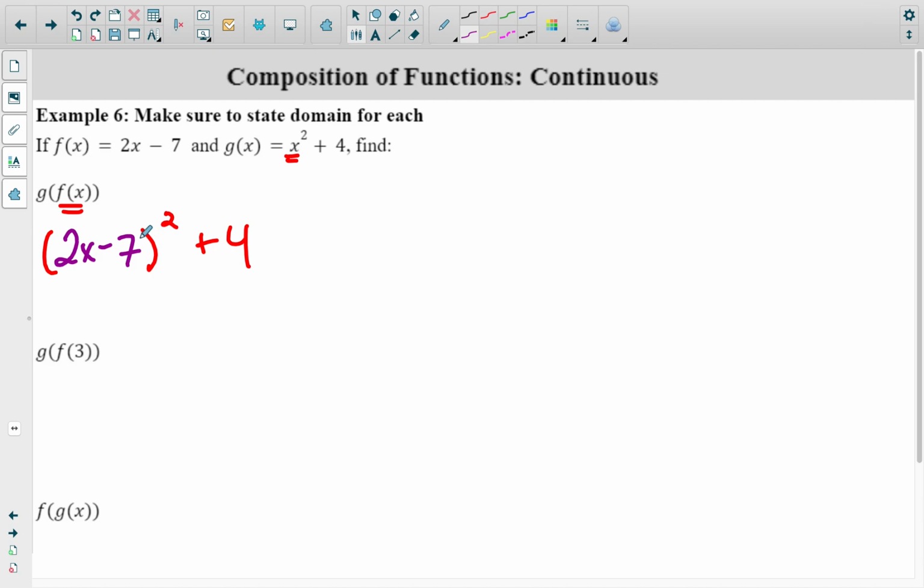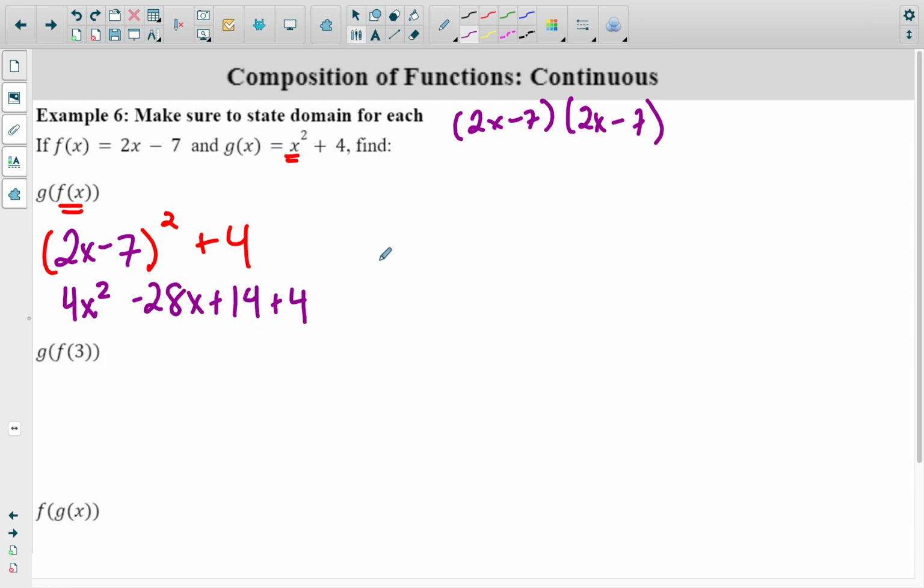Be careful here. Remember, we cannot distribute that exponent over to the 2x and the negative 7. We have to write it out like this. Okay, 2x minus 7 times itself. Use FOIL. Multiply first, outer, inner, last. You'll end up with 4x squared minus 28x plus 14 plus 4. And that will, once we combine these like terms, give us 4x squared minus 28x plus 18.